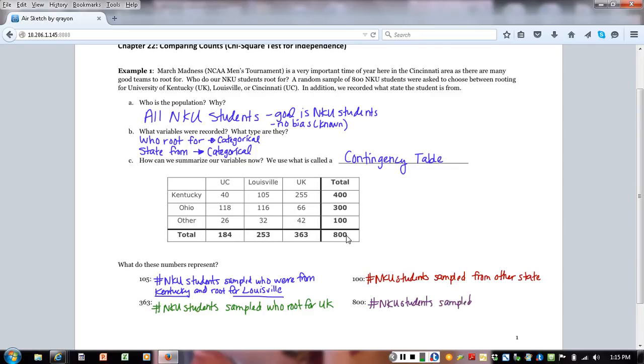So if we're looking at our picture back up here, so I'm going to highlight. If I look at these numbers here in the middle, these take into account both variables. They take into account where the student is from as well as who they root for. If we look at our column totals, the ones down here, these would look at just the root for variable. So we're ignoring state if we're looking at those numbers. If we look at the row totals for our numbers over here, those look at just state, and ignore the other variable.